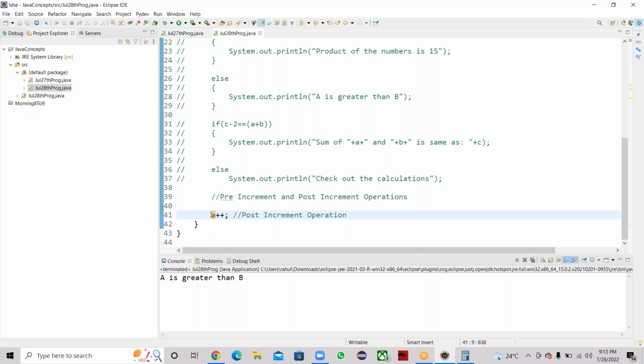So what is happening here? You should consider A as the service that you are using. Plus is the bill that is being generated at the end of the month. Plus A means what? Pre-increment operation. That means you are paying the money now and using the service.